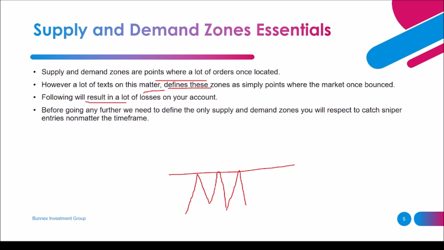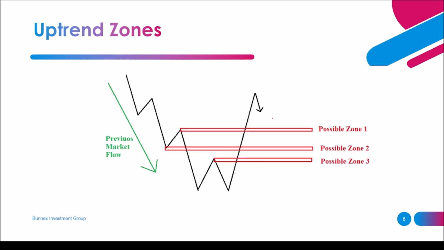Before going any further, we need to define the only supply and demand zones you respect to catch sniper entries, no matter the time frame. It doesn't matter whether you're looking at the daily, the H4, the M15, or the H1 time frame, you will be using the same concepts. The zones that we are talking about in this subject are these ones.